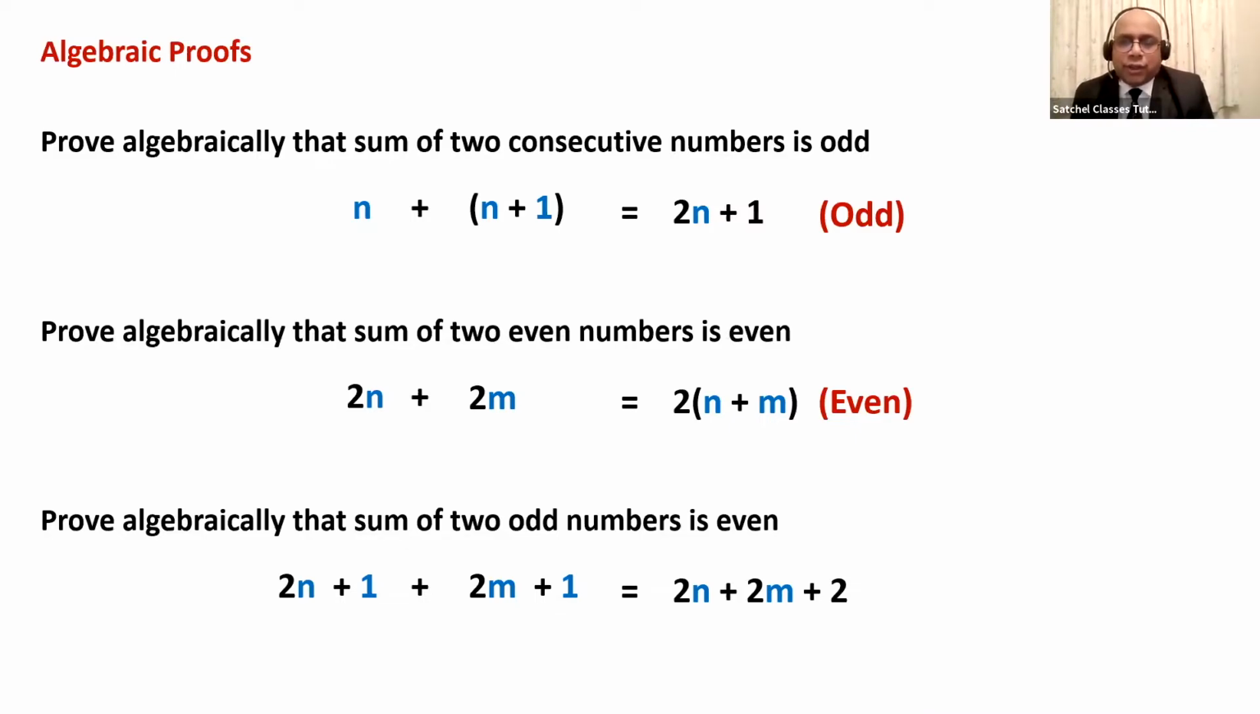And 1 plus 1 is 2, right? Now, what is common to all the three terms of this expression? It's 2. So we can take 2 common, and in the brackets, we'll have n plus m plus 1. Now this clearly is a multiple of 2 because it's 2 times some quantity. And hence, it is an even number. So we proved that the sum of two odd numbers is even.